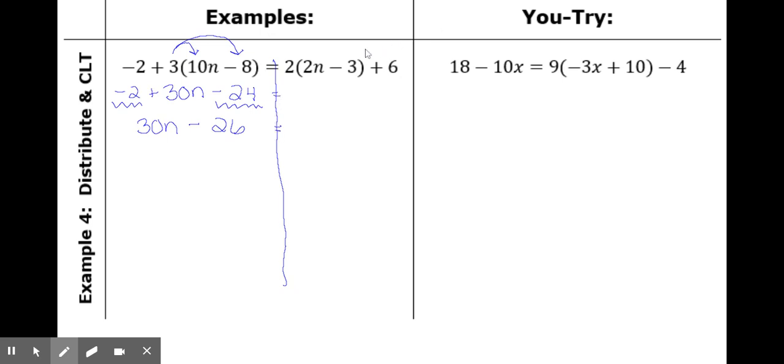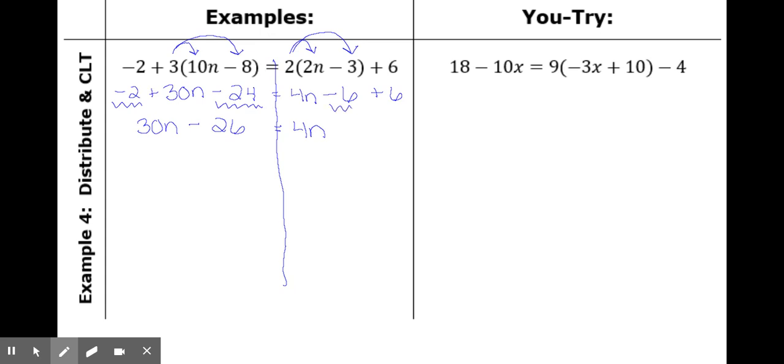Again, I see parentheses, so my very first step should be to distribute. 2 times 2n makes 4n. 2 times negative 3 makes negative 6. And then I just bring down the positive 6. That side also looks pretty big, so I'm going to look to see if I can combine like terms. Only one term has an n, the 4n, so I'm just going to bring it down.